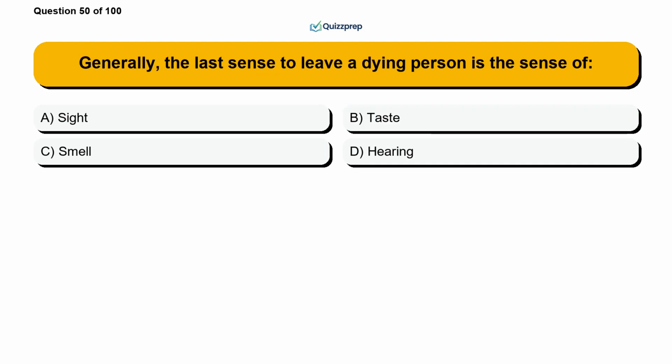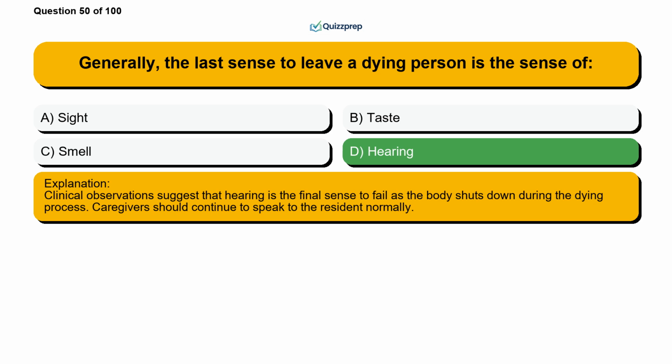Question 50. Generally, the last sense to leave a dying person is the sense of option A. Sight, option B. Taste, option C. Smell, option D. Hearing. The correct answer is option D. Hearing. Clinical observations suggest that hearing is the final sense to fail as the body shuts down during the dying process. Caregivers should continue to speak to the resident normally.